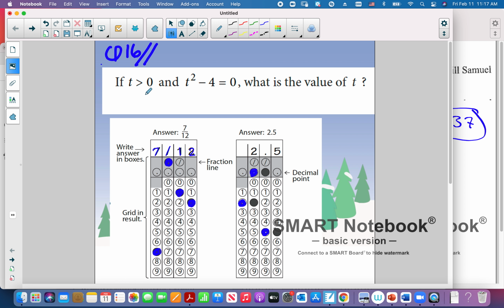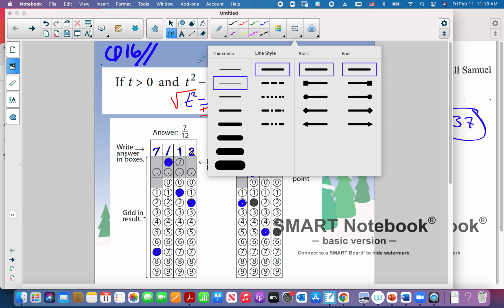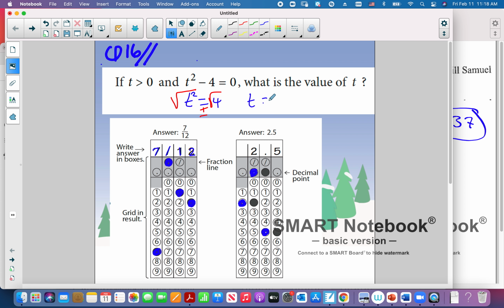Here, question 16 says t is greater than 0. Find the value of t such that t squared minus 4 is equal to 0. We take the 4 to the other side and we take the square root of both sides. And don't forget to put plus or minus, and I'll address that shortly. So therefore, t is equal to plus or minus 2.